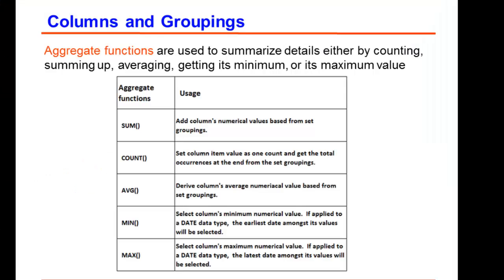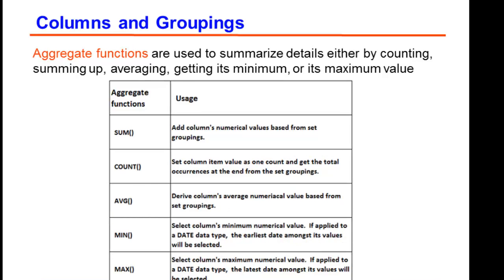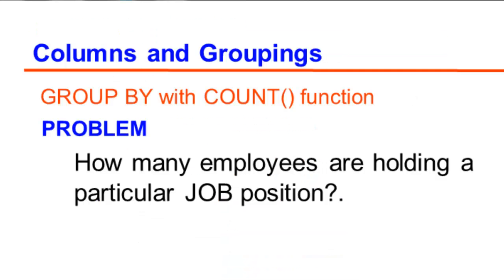Aggregate functions are used to summarize details either by counting, summing up, arranging, getting its minimum or its maximum value. The following functions may be associated with the group by modifier. Now, if we become curious about the company we have in our database, we may inquire how many employees occupy a particular position. Here we associate the group by modifier with the count aggregate function.